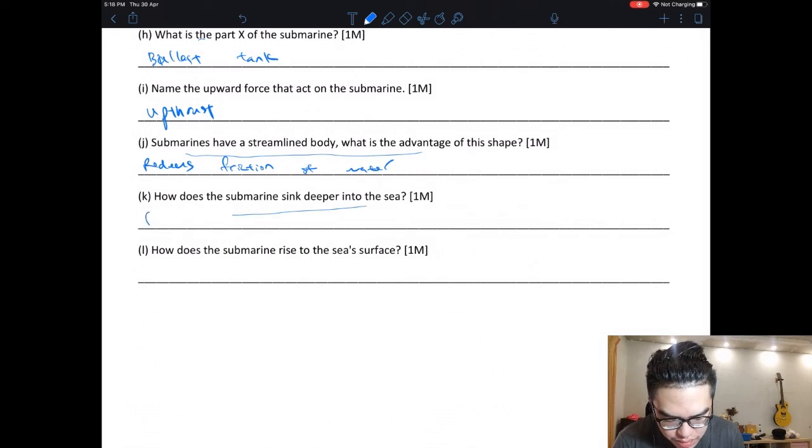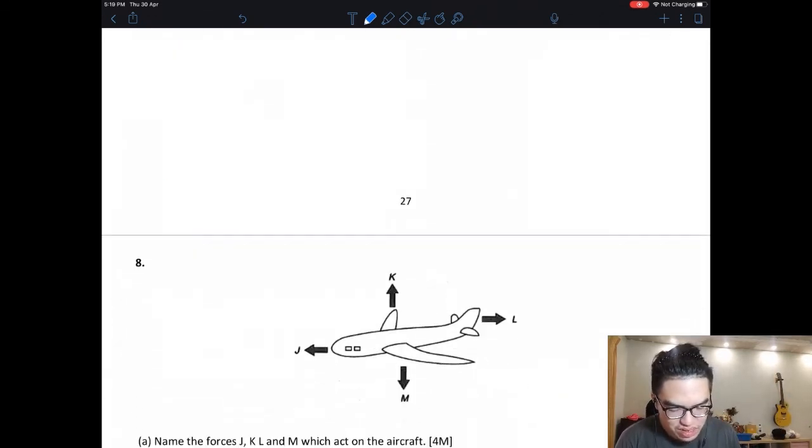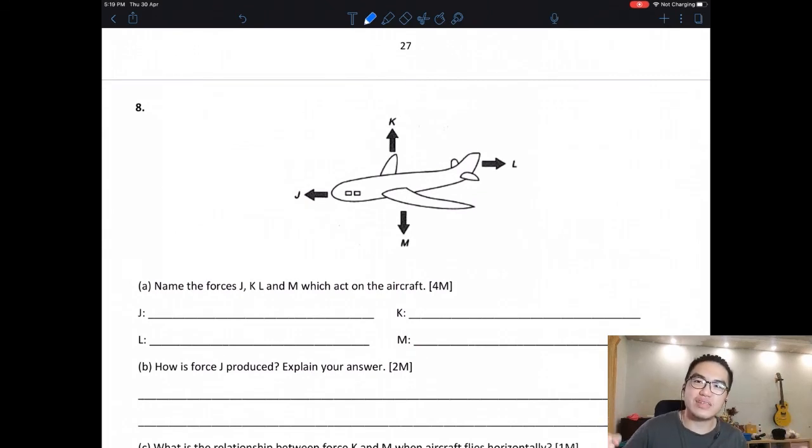How does the submarine sink deeper into the sea? It pumps water into the ballast tank. So how does it rise? It pumps water out of the ballast tank. Simple. I'm going to talk about the aircraft next week.